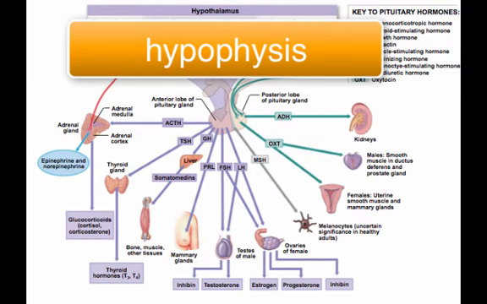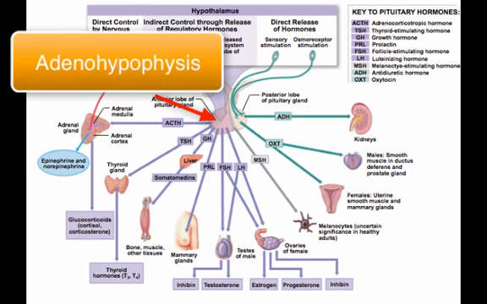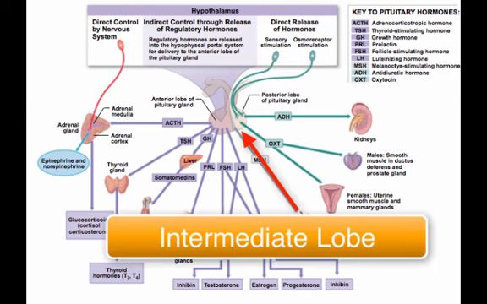The pituitary gland is also called the hypophysis. It rests in the sella turcica of the sphenoid bone, hanging inferiorly from the hypothalamus by a narrow stalk called the infundibulum. The pituitary gland is divided into three groups: the anterior lobe, otherwise known as the adenohypophysis, the posterior lobe, otherwise known as the neurohypophysis, and the intermediate lobe.